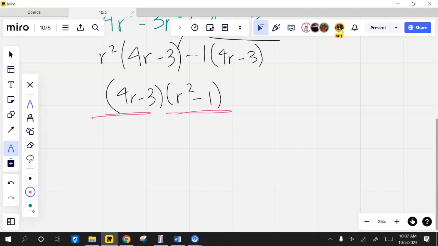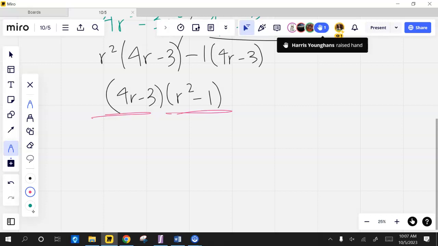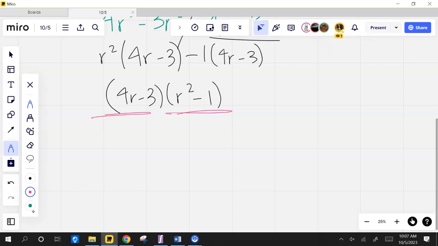Okay, so what do you notice about that? You're on the right track. Keep going with the r squared piece. There's an exponent inside of there. It's r squared, so it's definitely a quadratic. Not yet. Yes, Harris. Nobody?